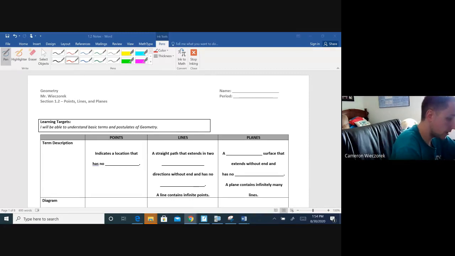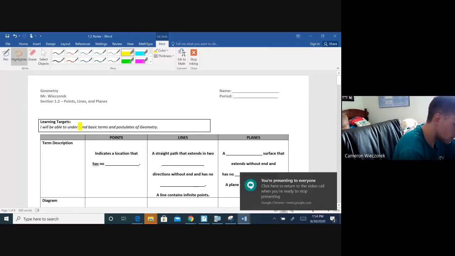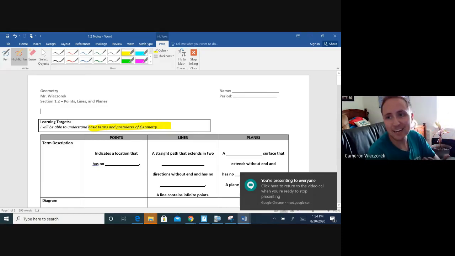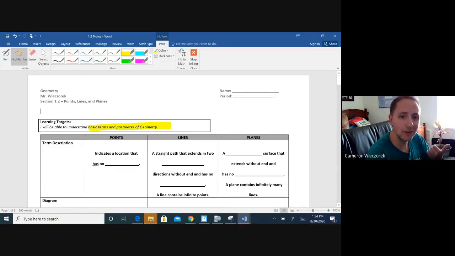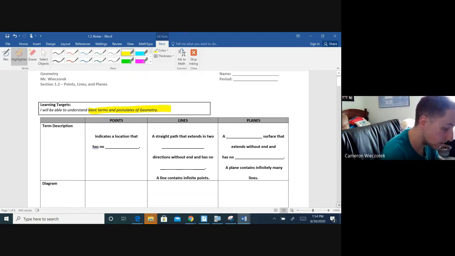All right, so again, the learning targets for this section are going to be able to understand the basic terms and postulates of geometry. There's not a lot of calculating in this section. It's a lot of learning notation, learning vocabulary, and getting used to the way that geometry works. It's a different way of thinking than algebra. It takes some getting used to. Once you're kind of in the geometry groove, you're on it for the rest of the year, but you got to get past the weird part of it first, which is the vocabulary and the notation.